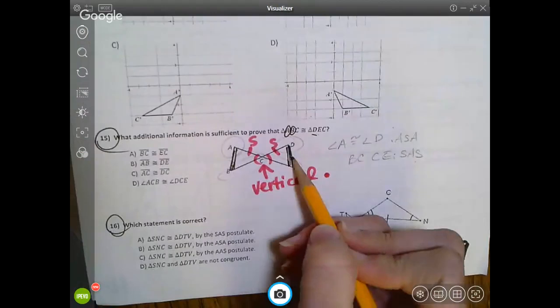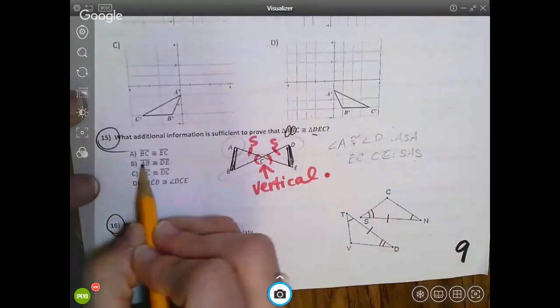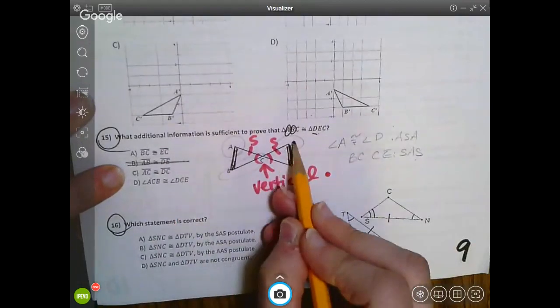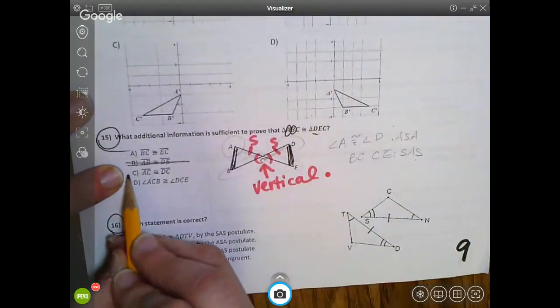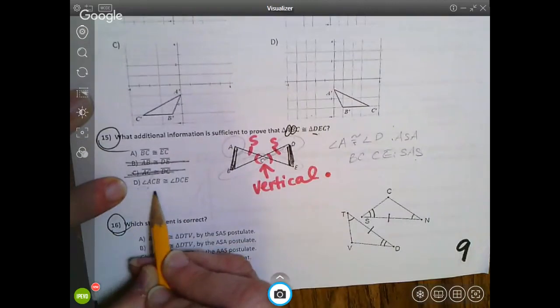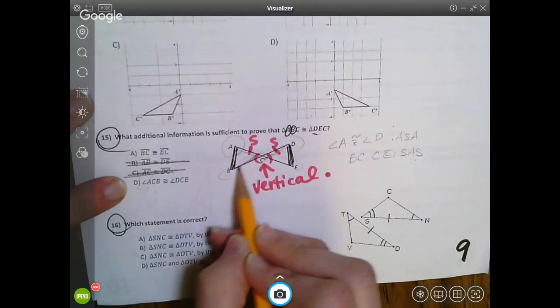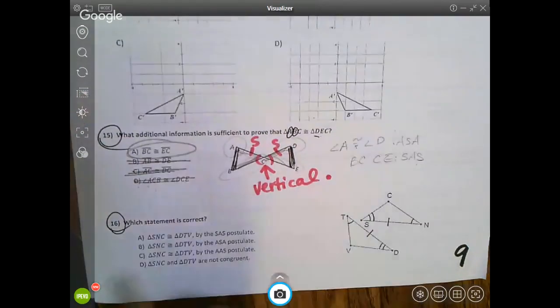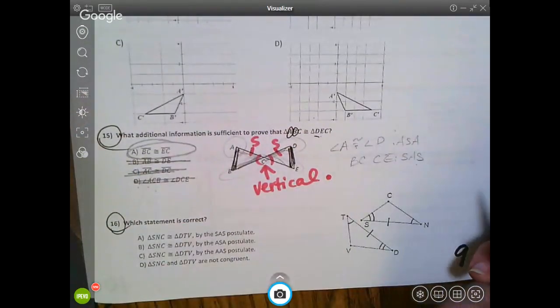Well, it's not AB and DE because that's not one of the ones that we said. It's not AC and CD because we already have that. They already gave it to us. ACB, well, it's not these either because we already have those angles by vertical angles. So it has to be choice A. So sometimes you can just do process of elimination to see what makes sense. Okay, then we'll start again.